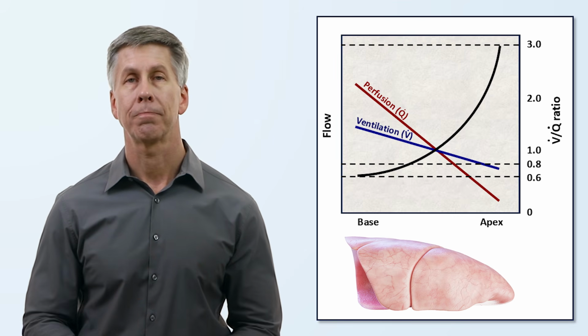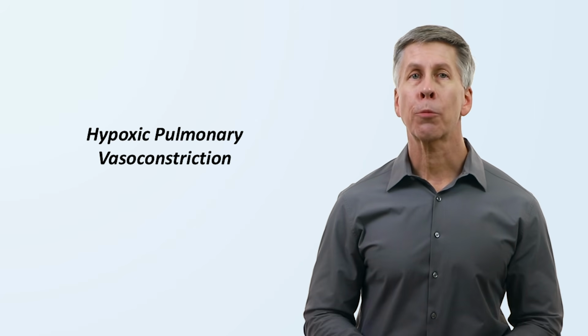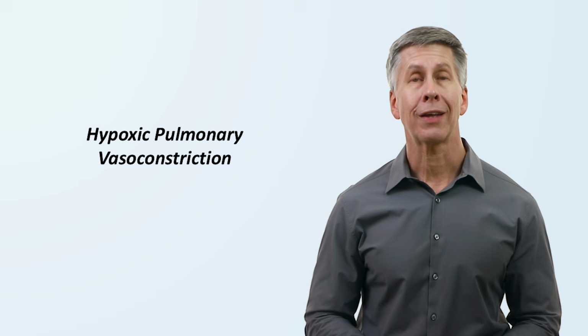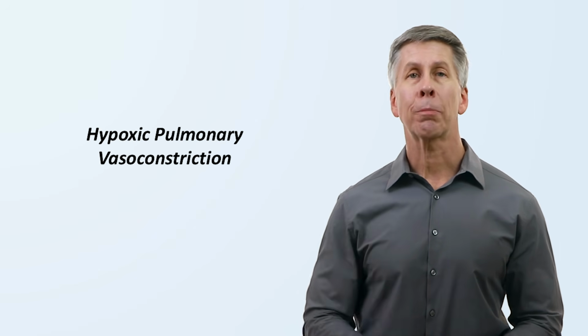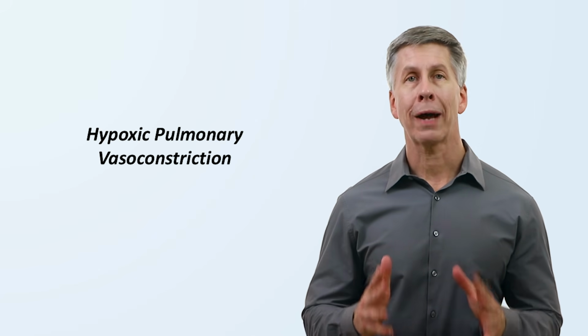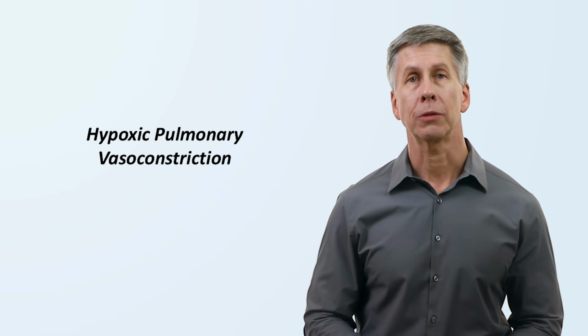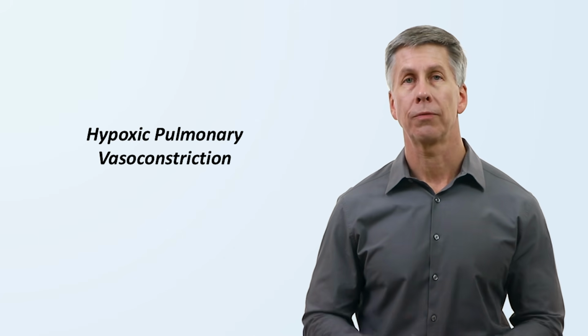A mismatch between ventilation and perfusion exists even in healthy individuals, but the lung has an important intrinsic compensatory mechanism to limit it: hypoxic pulmonary vasoconstriction. When alveoli are poorly ventilated and the partial pressure of oxygen in the alveoli is low, the surrounding pulmonary arterioles constrict, diverting blood flow towards better ventilated regions. This helps to optimize VQ matching, particularly in the setting of pathology. Hypoxic vasoconstriction is unique to the pulmonary circulation.